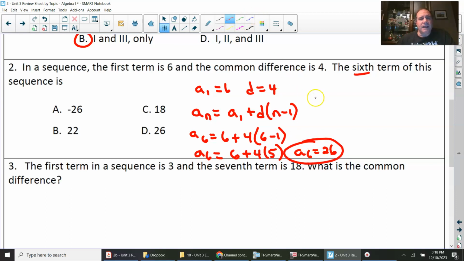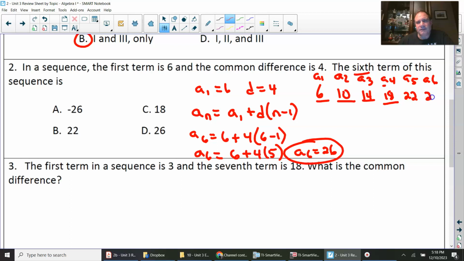Or you can just go ahead and put the first term down as 6. The common difference is 4. So this is a sub 1. This is a sub 2, which is 10 because it's plus 4. Then 14. A sub 4 is 18. A sub 5 is 22. And a sub 6 is 26 here. So just remember, if they give you a common difference, if it's low enough, you could just do it this way by hand. It's pretty easy to do.